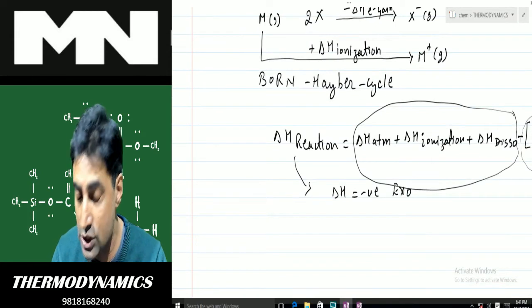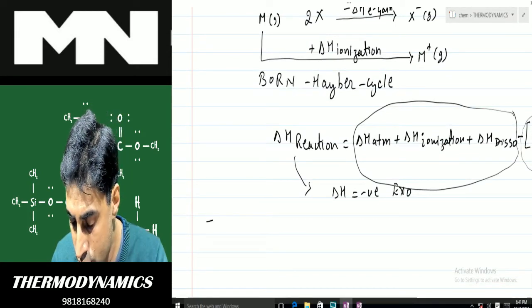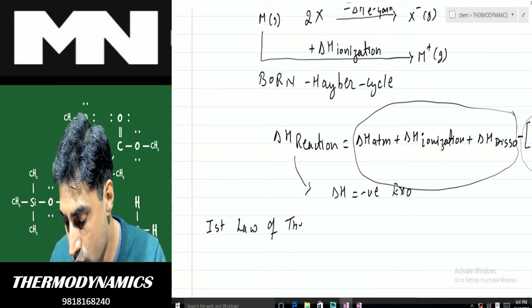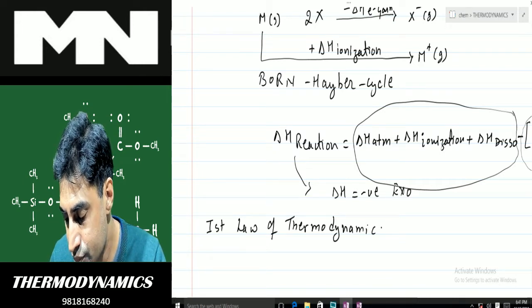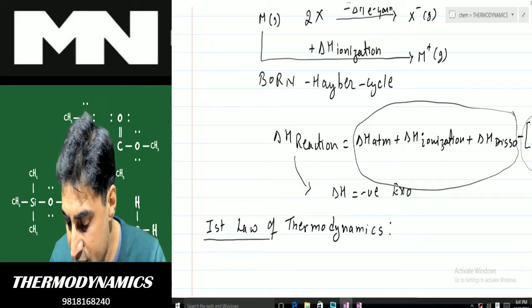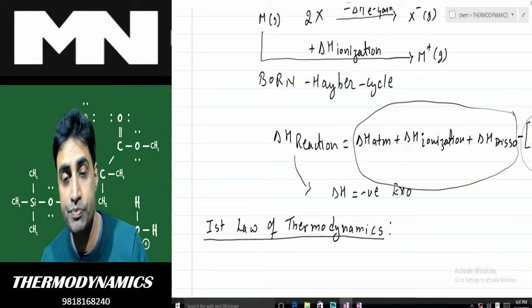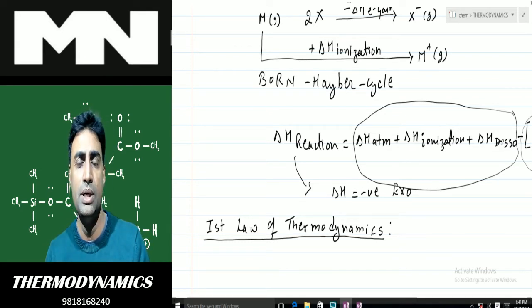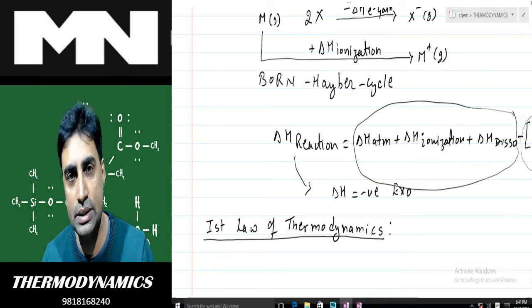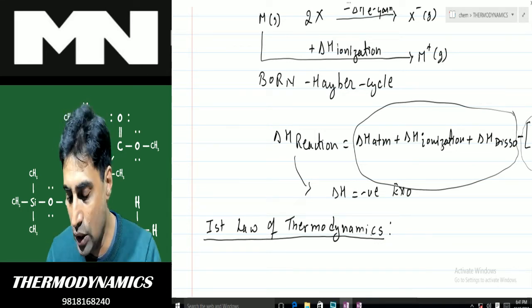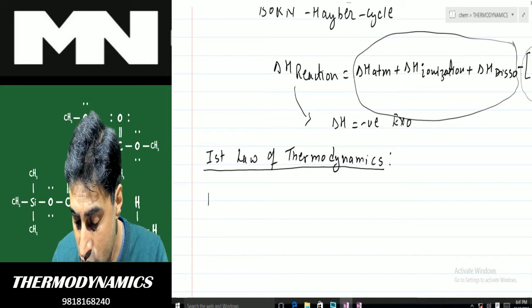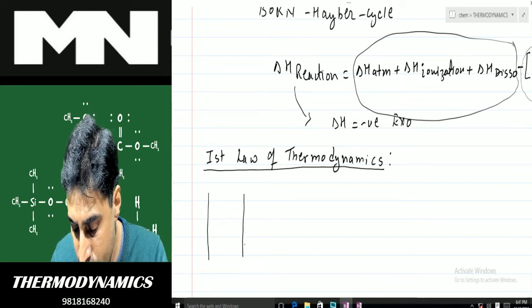Now we'll move on to the first law of thermodynamics. Well, the first law of thermodynamics is simply the law of conservation of energy. And it states that energy can neither be created nor be destroyed. It can only be changed from one form to another. So this law of conservation of energy is very much applicable in thermodynamics. I'll give you one example for that. Suppose here I have got a cylinder.